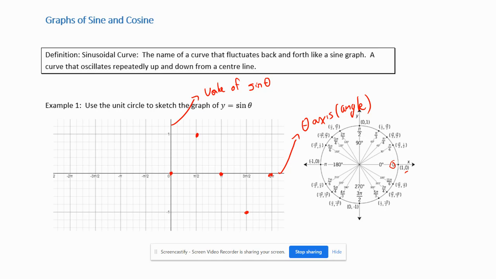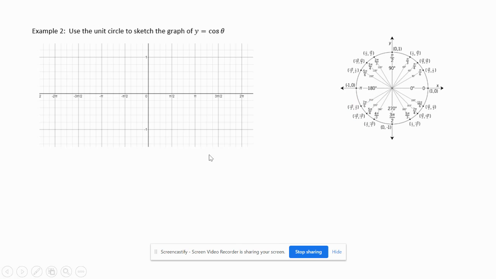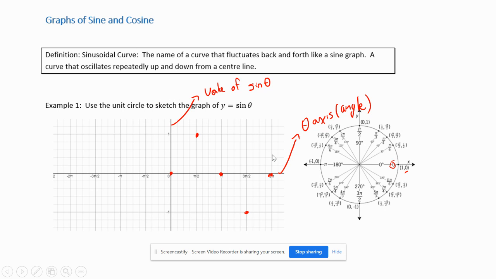If we go in the opposite direction to negative pi over 2, that means we're starting at 0 and going to negative pi over 2, which would be this point here. We have -1. Negative pi would be 0. Negative 3 pi over 2 is the same as positive pi over 2, which is going to be 1. And negative 2 pi would be 0.